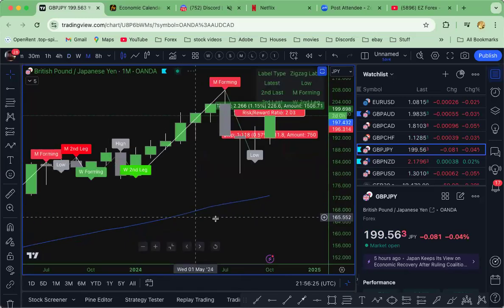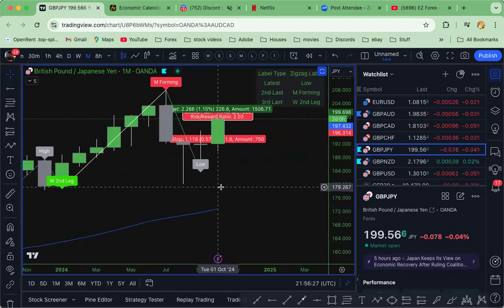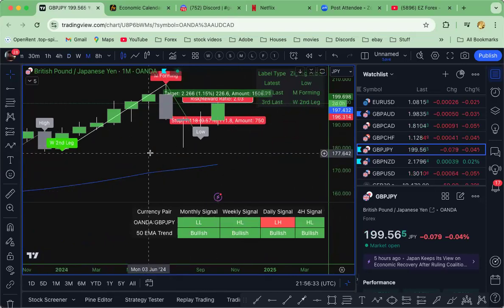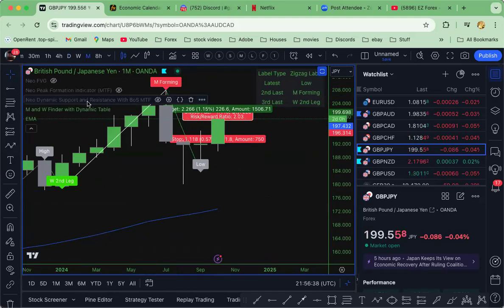We go to the monthly first. This is how I trade it. We go to the monthly first. You can see that my signals are showing me when lows and highs are forming in the market. And that's another indicator on Neo, which is this one here, the Neo dynamic.